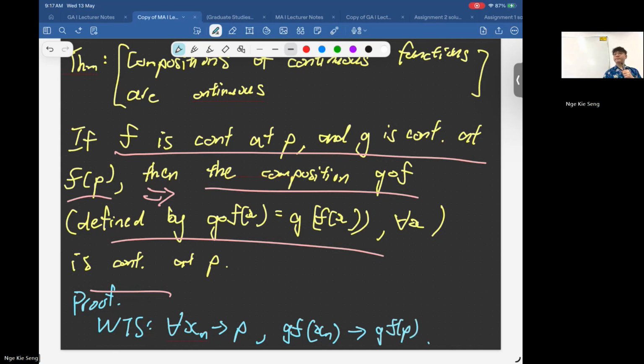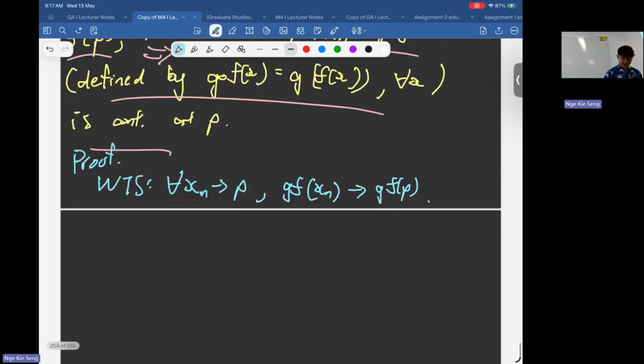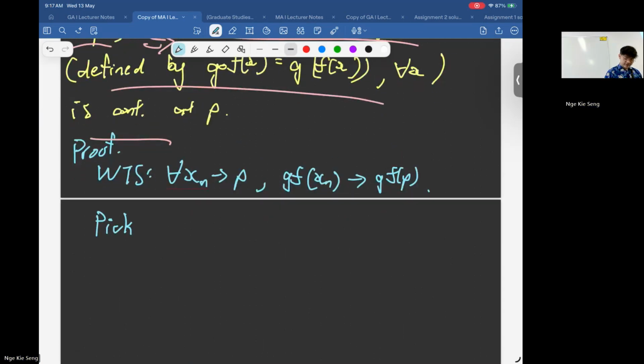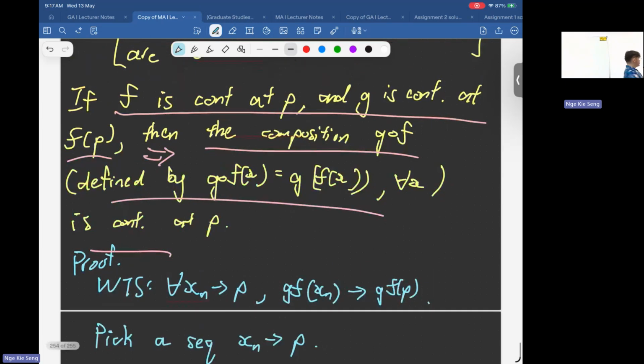Okay? You want to show a statement for all. What do you need to do? Good. So pick one sequence Sn that converges to P. So you want to reach that G(F(Sn)) converges to G(F(P)).